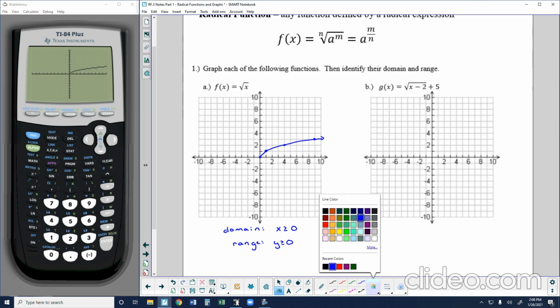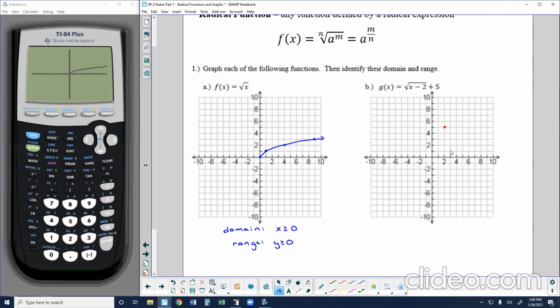Now, let's take a look at number 1b here. g of x is now the same square root function, but what we've done is we have added in some transformations here. You may recognize this as transformations on the square root function of x, which would be a shift right 2 and up 5. So if I take my origination point that's at 0, 0, and I shift right 2 and up 5, there's my new point. From here, I could look for numbers that could be square rooted.